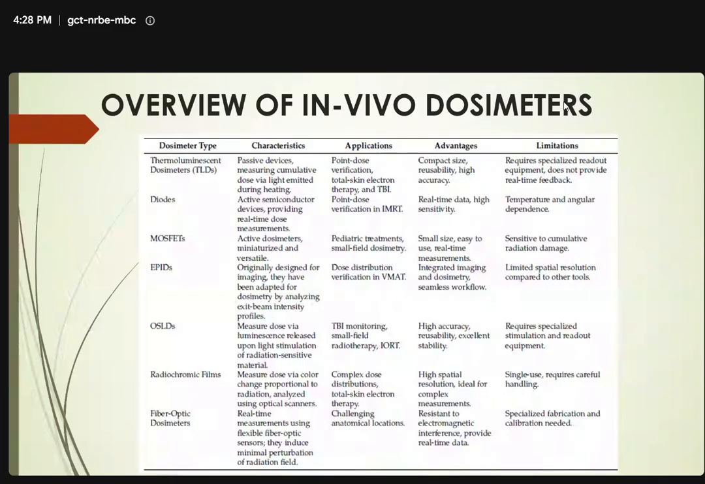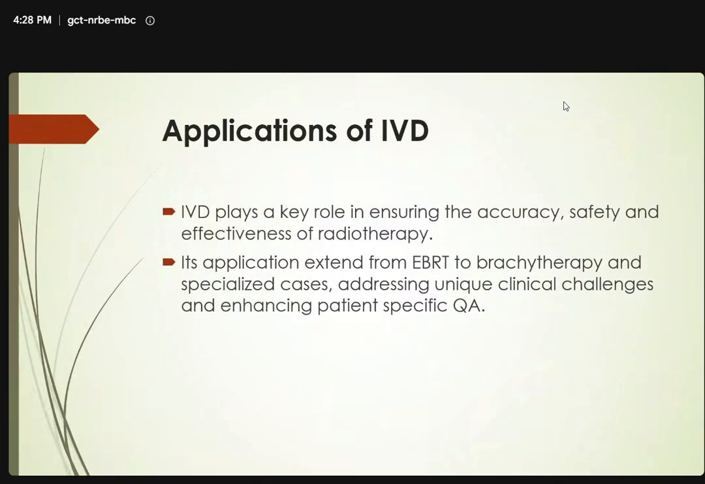So this table has an overview of whatever we have discussed till now in this class for in vivo dosimetry, starting from the TLD, diode, MOSFETs, EPID, OSLD, radiochromic films, and fiber optic dosimeters. The table is showing you the characteristics, their applications, their advantages, and of course, the limitations also. Now, application of in vivo dosimetry.